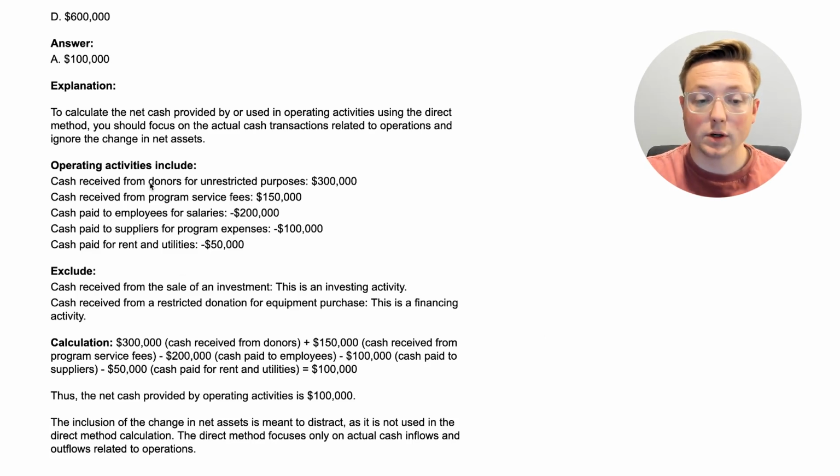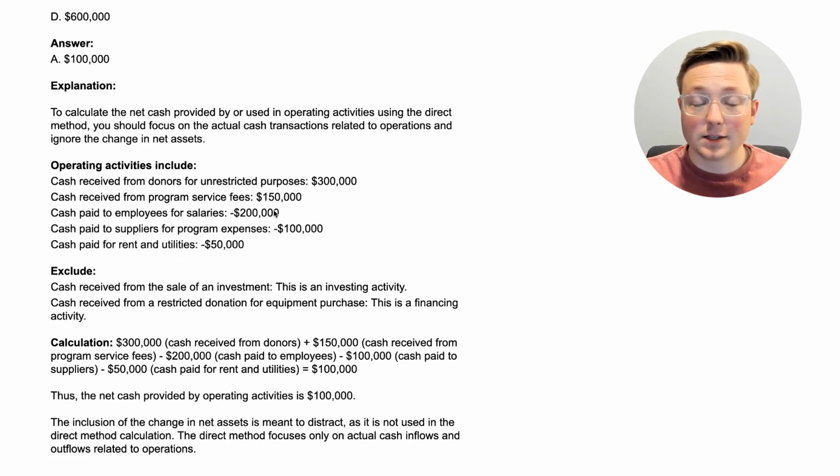It's actually pretty straightforward. You just include the cash received from donors for unrestricted purposes, cash received from program service fees, cash paid to employees for salaries, cash paid to suppliers for program expenses, cash paid for rent and utilities. Basically anything that's operating, the things that are not investing or financing. You're not buying long-term assets, you're not receiving or paying off long-term debt, or you're not changing the equity of the company, or in this case, the net assets of the company.